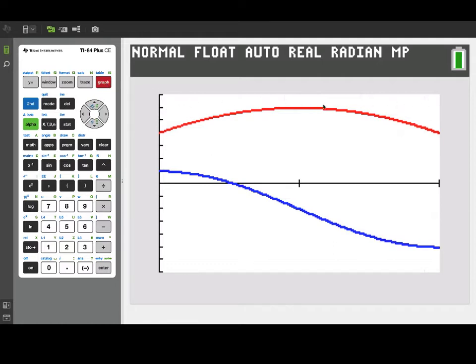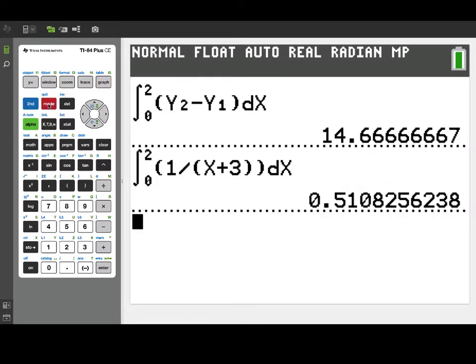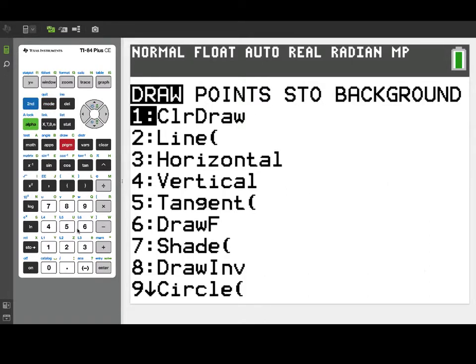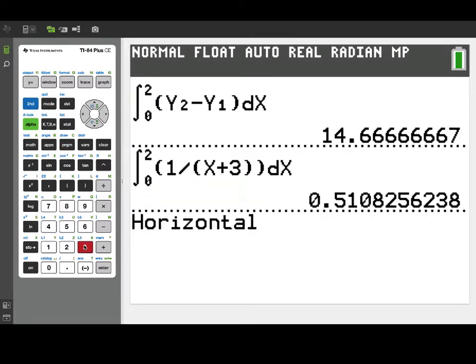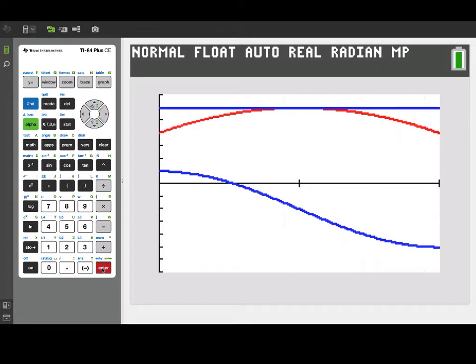Okay, part C of this problem asked us to take this region and rotate it around the horizontal line y equals 6. It'll be handy for visualization purposes to actually draw a horizontal line, so I'm getting that from the draw menu. Horizontal 6 will draw us a nice horizontal line at y equals 6. Alright, this helps us visualize what's going on. So we're taking this region R, going to rotate it around that line.